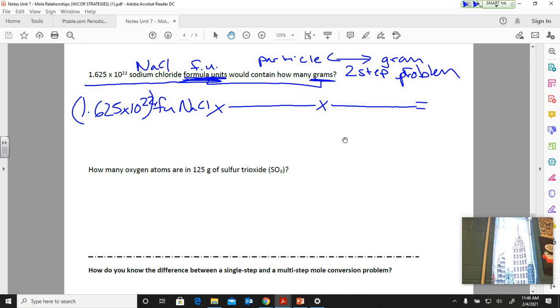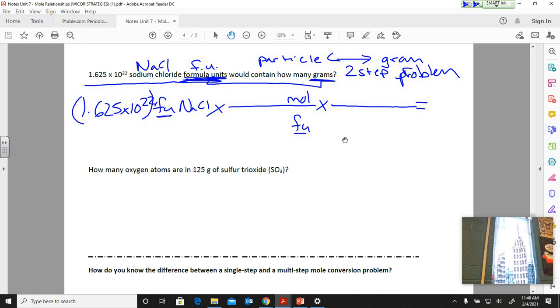Might as well, I already know it's going to be one, and that will help me know where to move forward in this problem. Now, just like we've done before, whatever unit is on top must be the unit that goes on bottom next, because my goal is to cancel it. Okay, so I know that formula units are going to go there. And then I think, okay, what is it to? Well, what everything has been to in this whole unit has been a mole. So a mole is always the other part of the conversion factor. It's a mole to formula units, it's a mole to atoms, it's a mole to molecules, or it's a mole to grams. It's always a mole to something.